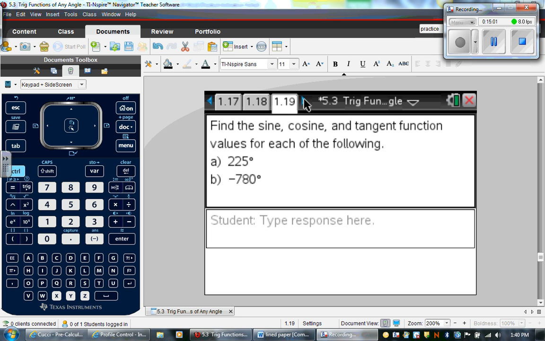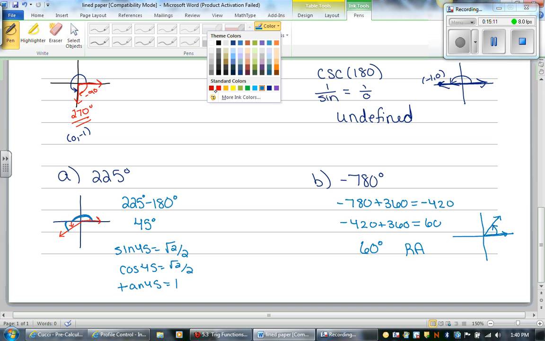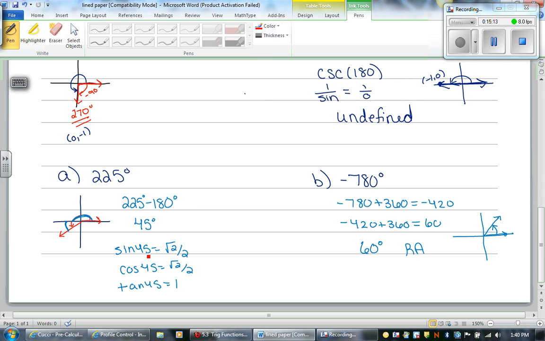Okay, so we want to find sine, cosine, and tangent for this one as well. Now for this one we found using the reference angle. Now here's the issue. I'm going to backtrack on you. I apologize. We used 45 as a reference angle. The actual angle is 225. You need to go back and check here.